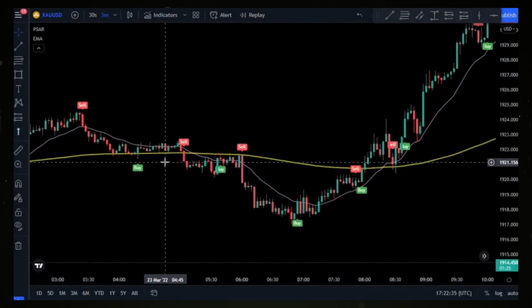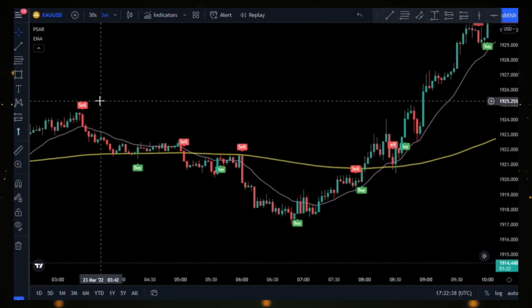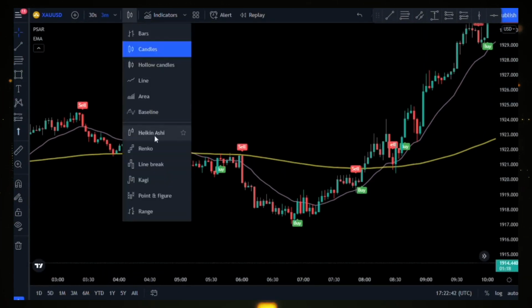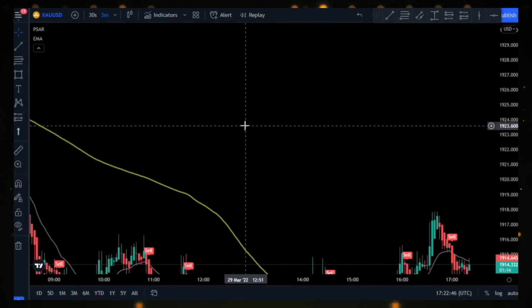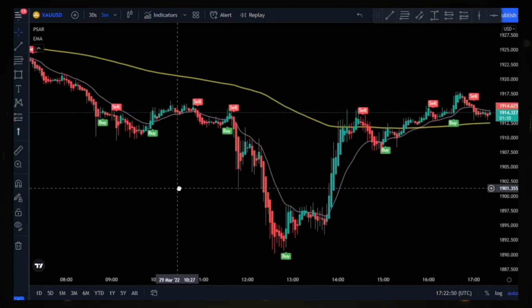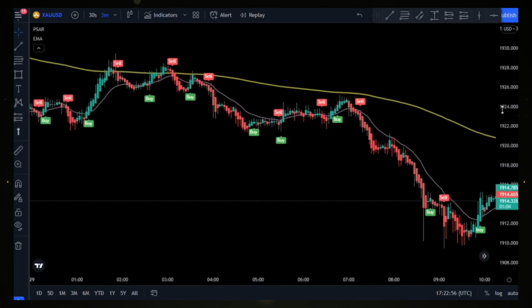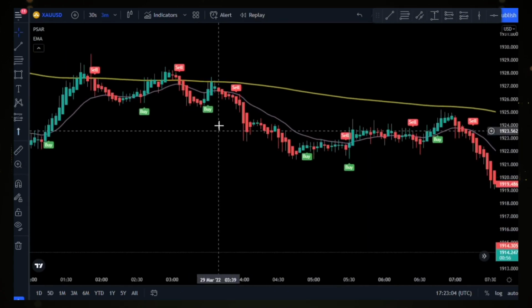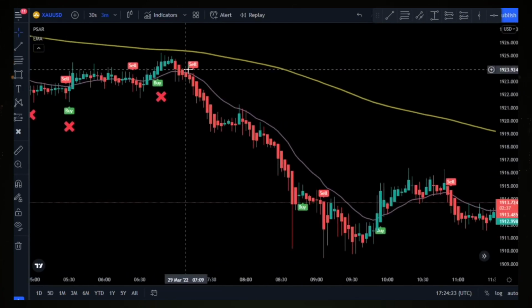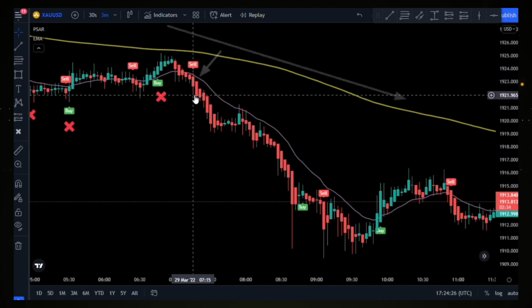Okay, now, let's start with this effective scalping strategy. First and foremost, we switched the chart candlesticks to Heikin-Ashi candlesticks. Now, let's go through how to apply this method to your trade when the parabolic SAR shows a buy or sell signal. Take a look at both EMA lines first.